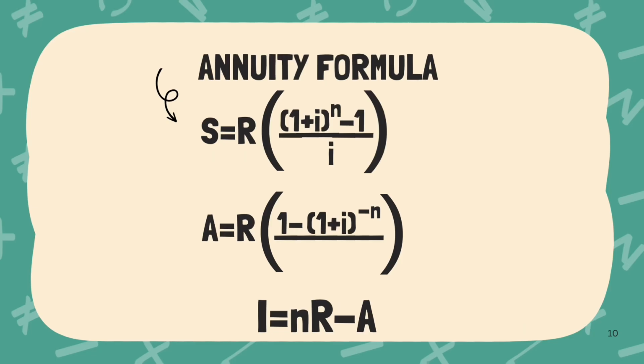Next, there are the formulas of annuity. The first formula is S equals R[((1 + i)^n - 1) / i]. The second formula is A equals R[(1 - (1 + i)^-n) / i]. The last formula of annuity is I equals nR minus A.